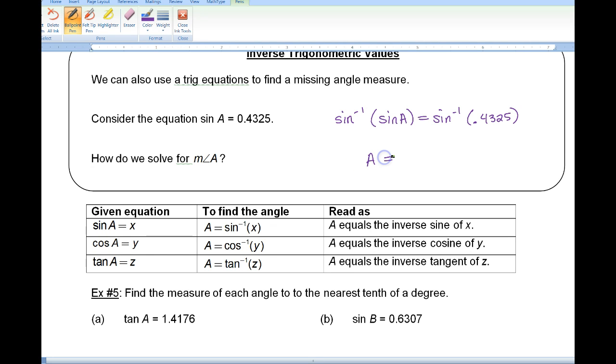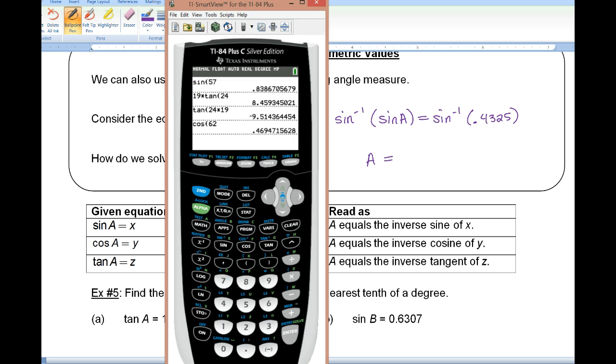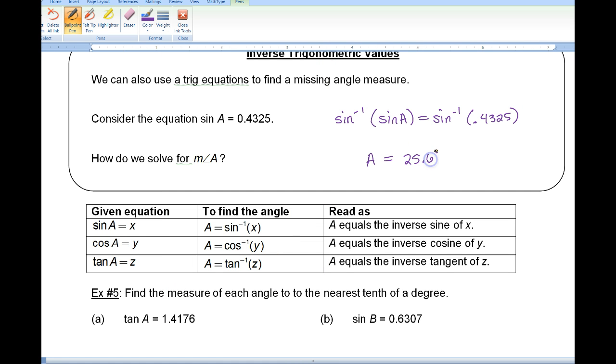So A is equal to, how do we get to that? Well, we're going to use the second button and then the sine. That will give us sine to the negative 1, and then 0.4325. And that is the angle. So we're basically saying an angle measure of 25.6 degrees will give us a ratio of 0.4325 when you look at the opposite to the hypotenuse. So it's about 25.6 degrees.